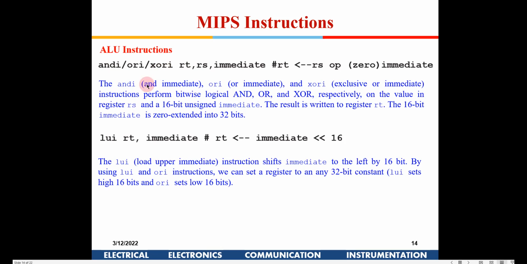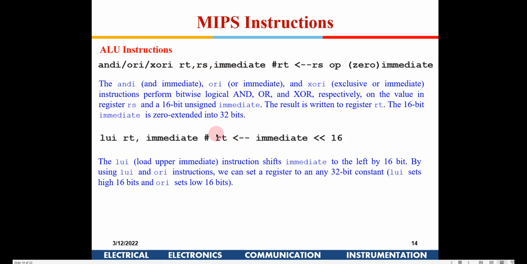If you do an OR operation, then whatever was in the upper bits, 17 to 32, will get copied as it is into RT. If you do an XOR operation, then things will be slightly different.